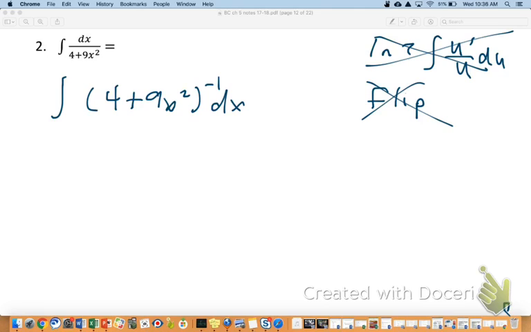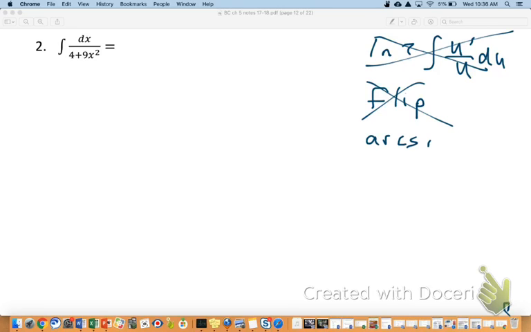And so since it's not natural log and it's not flip up, at this point it's either going to be arc sine or arc tan. And we go with one of those, right? So of those two, which one does this look more like? Arctan, yeah.